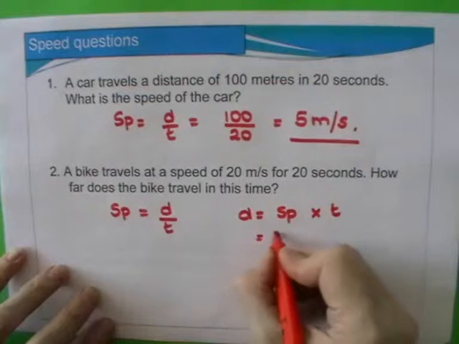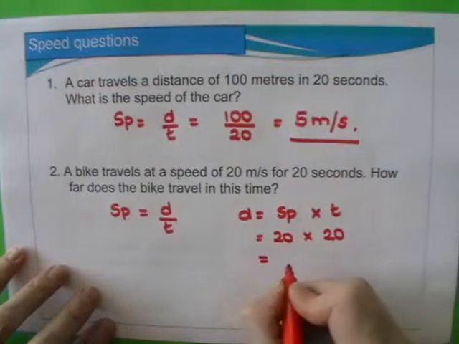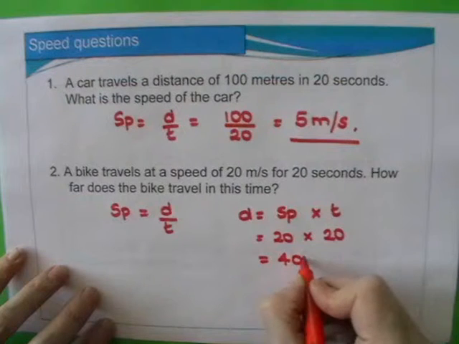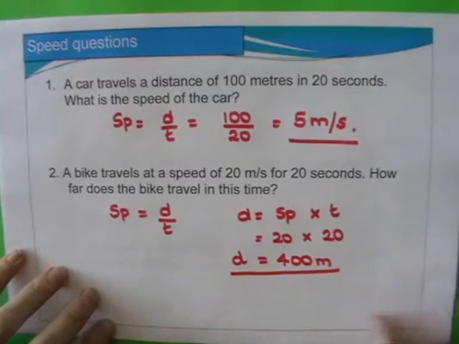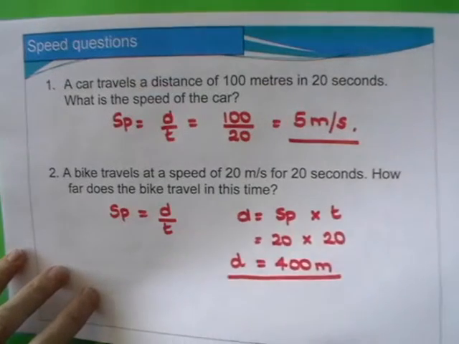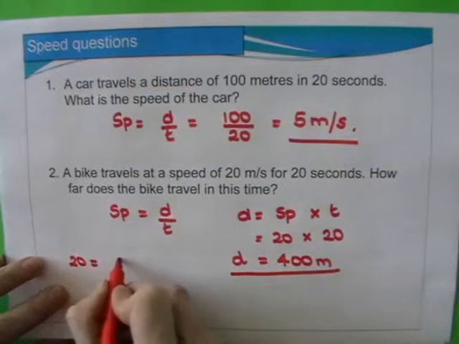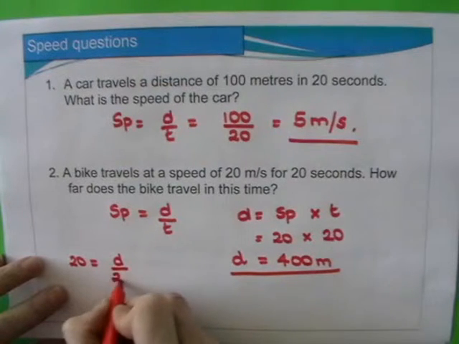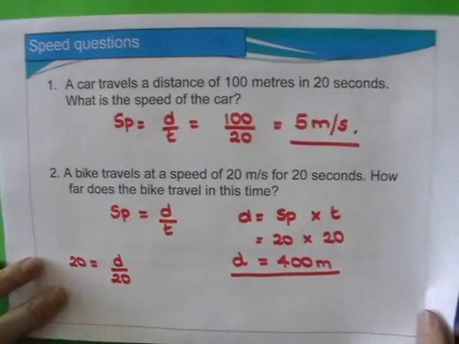And so the speed is 20, the time is 20. When you multiply 20 by 20, you get 400 meters. The distance is 400 metres. If you do just put the numbers in, you're saying 20 is equal to distance over 20. So if you have difficulty rearranging that, a distance divided by 20, giving you an answer of 20, must be 400.